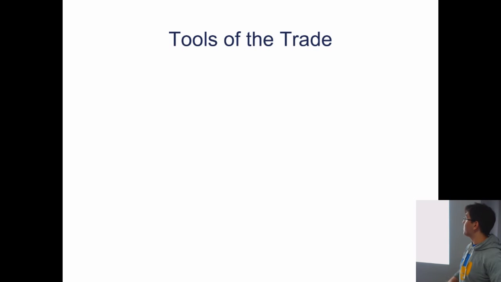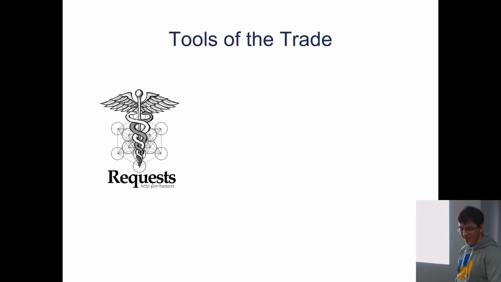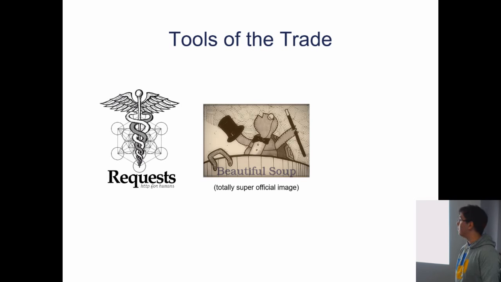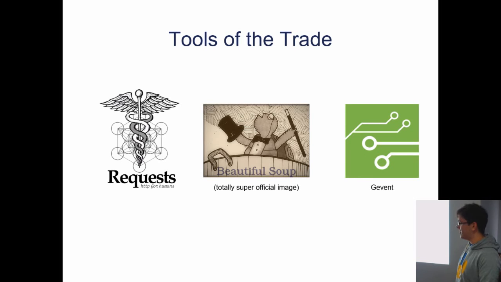But what we did is grab our tools of the trade. It's really basic. We use the requests library to fetch the information. We use Beautiful Soup to help digest all the HTML, which in this example wasn't much at all. And then we use Gevent sometimes, not directly.